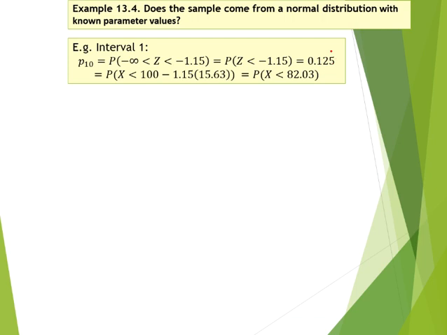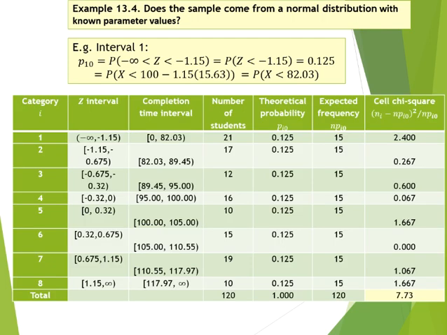But now you have to get from Z to X, so that is X is mu plus sigma Z. Z is negative, but there's your sigma, so it's a probability that X is smaller than 82.03. So you have to get to actual marks, you can't stick with a Z interval. So that's what you get here. These are your 8 equal sized probability intervals, minus 1.15, minus 0.675, and so on.